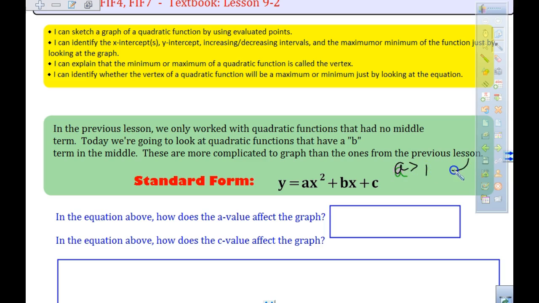Our parabola is going to open up, right? And actually, it shouldn't be greater than 1. It should be greater than 0. All positive ones are going to open up. And if A happens to be negative, less than 0, then our parabola is going down. It's still going to be that parabola shape.